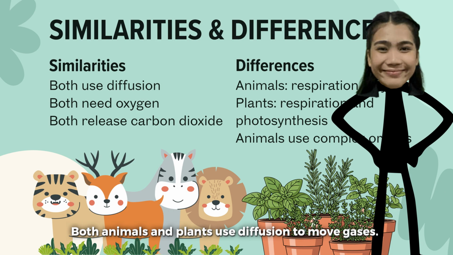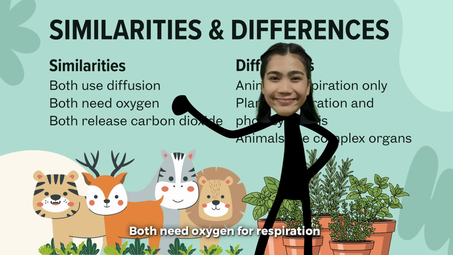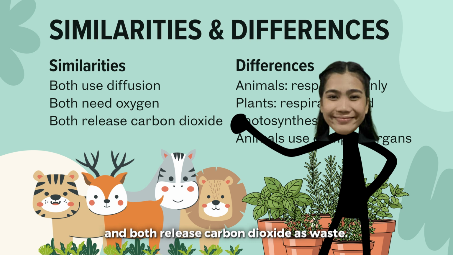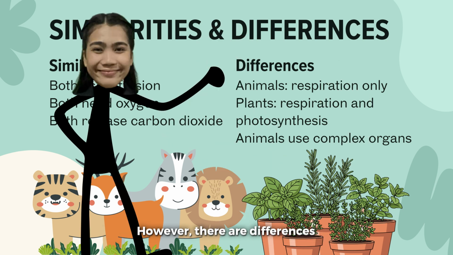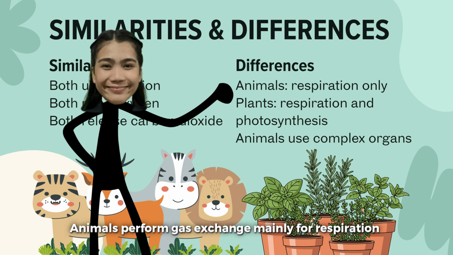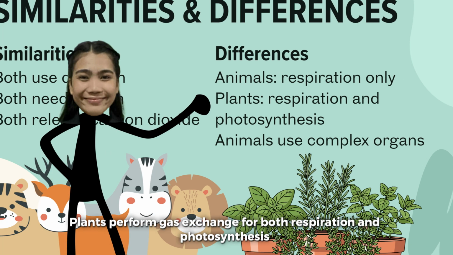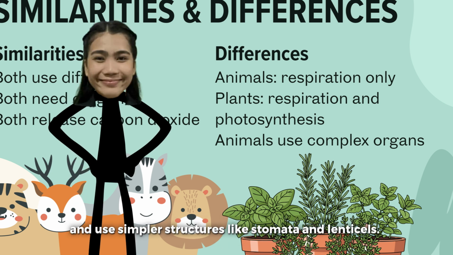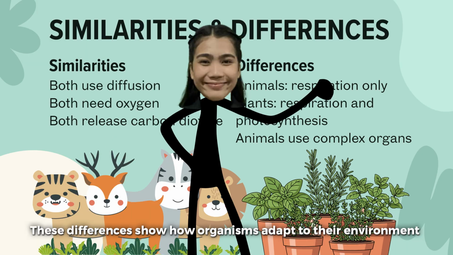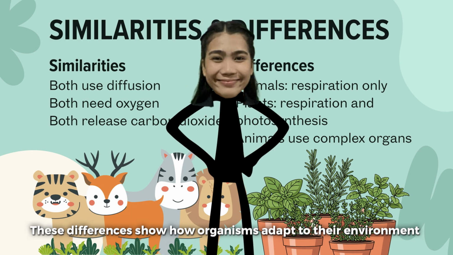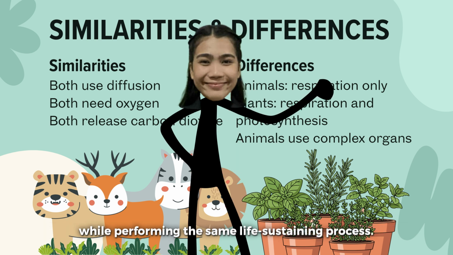Both animals and plants use diffusion to move gases. Both need oxygen for respiration and both release carbon dioxide as waste. However, there are differences. Animals perform gas exchange mainly for respiration and use complex organs like lungs and gills. Plants perform gas exchange for both respiration and photosynthesis and use simpler structures like stomata and lenticels. These differences show how organisms adapt to their environment while performing the same life-sustaining process.